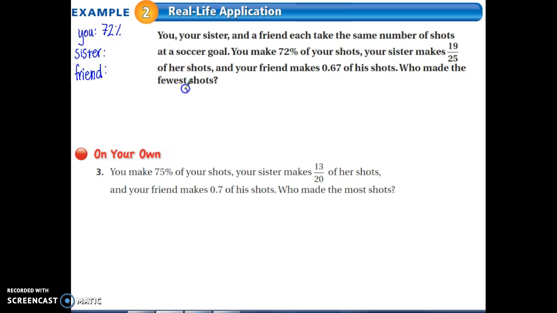So first off, your sister. Your sister makes 19 out of 25. I can turn this into a percent by first making the denominator 100. So I'm going to multiply the 25 by 4 to get the 100 I want, but that means I have to multiply the top by 4. In doing so, 19 times 4, I find is 76. On the bottom, 25 times 4 is 100. Since percent means out of 100, and I have 76 out of 100, this just gives me 76%. So your sister makes 76%.